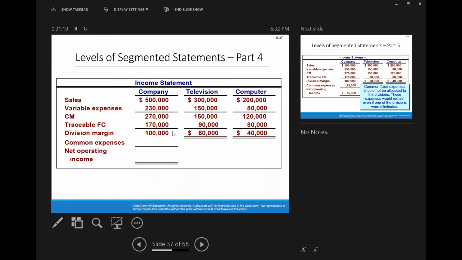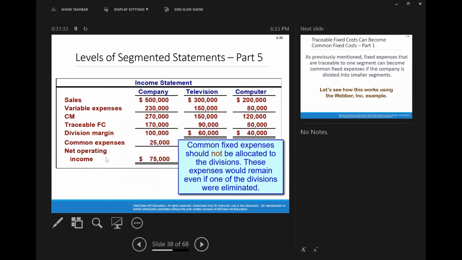So we have a total division margin of 100,000. Now we may have some common expenses that we have to deduct from the income that we're getting on multiple segments, and then we'll have a net operating income. Our common expenses are 25,000. Remember, those aren't assigned to a segment. We're just going to deduct that after we have the segment income and total that. So our total net operating income is 75,000. Does that make sense? You have your segment incomes, less your common expenses, and then you deduct it to get your net operating income.